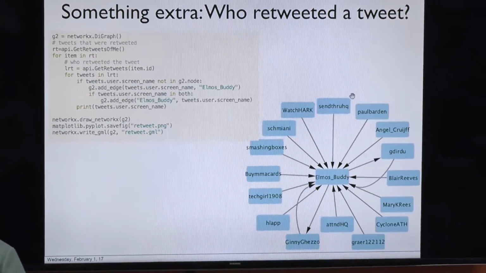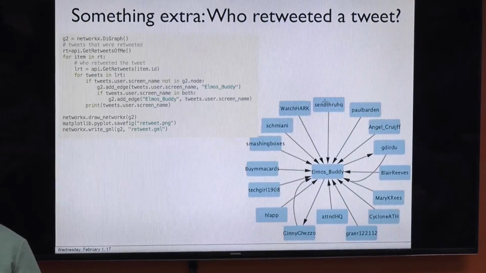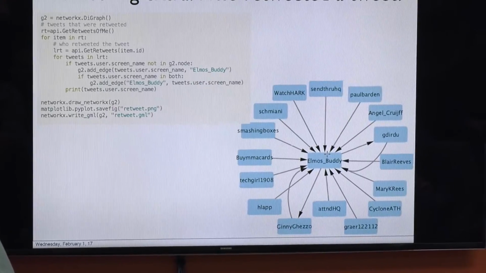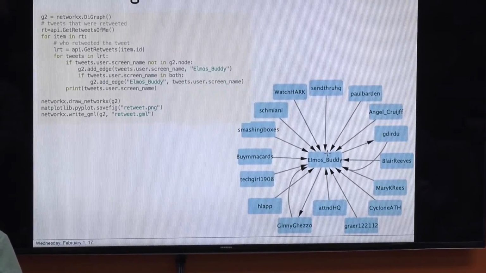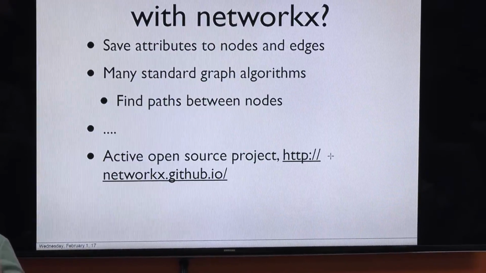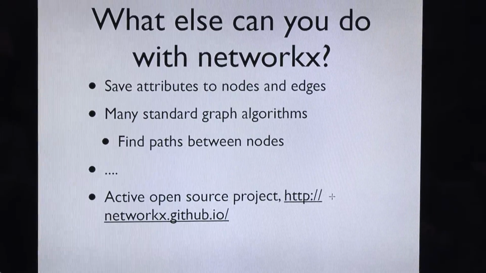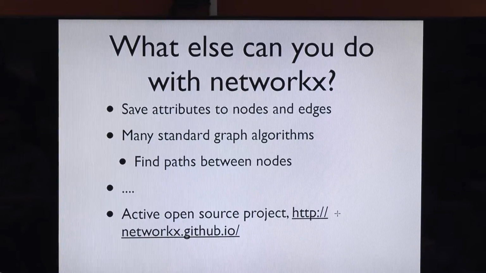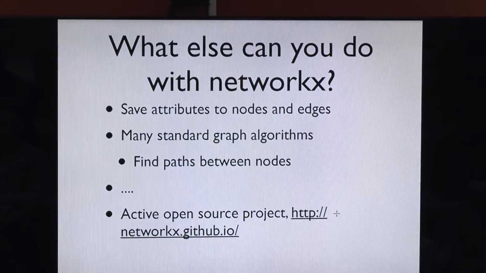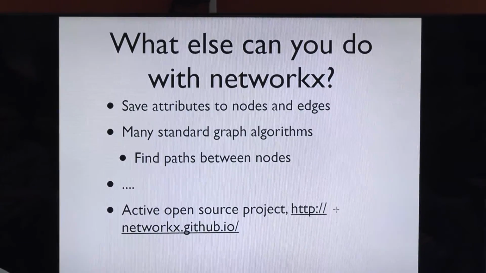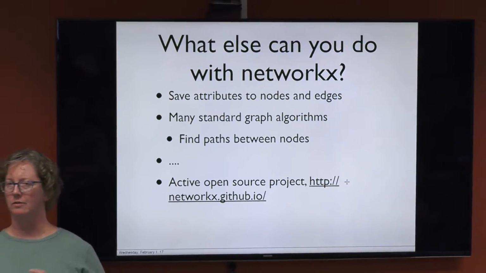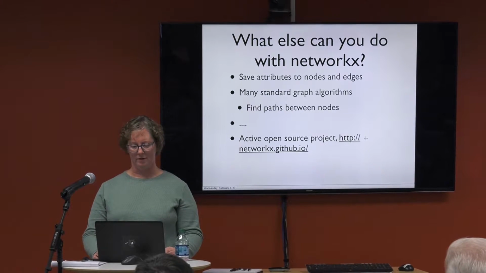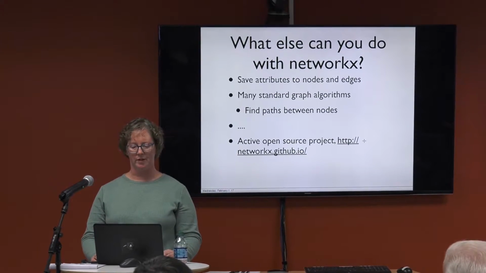But the arrows here basically mean that this user retweeted one of my tweets. So it's a really simple overview of what the packages can do. So I've kind of given you an overview. You can set attributes on nodes and edges. There are many standard graph algorithms like path searching and so on. And it's a pretty neat open source project.